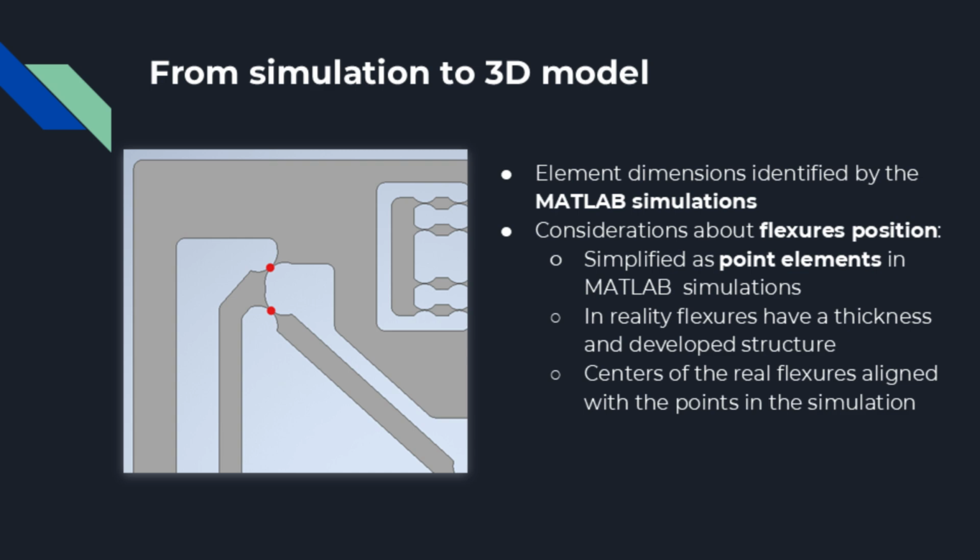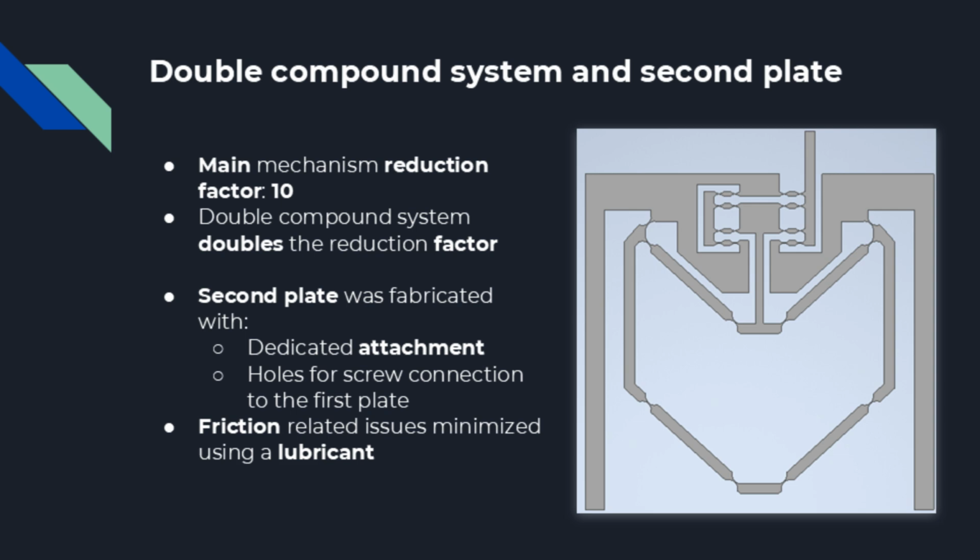To reconcile this difference, the centers of the actual flexures were carefully aligned with the corresponding points used in the MATLAB model. This approach ensured that, despite the physical size and shape of the flexures, the real mechanism behaves in a manner consistent with the simulation. The primary mechanism provides a reduction factor of 10. Additionally, a double compound system was added at the output, in order to direct the motion along a single desired direction, and doubling the reduction factor, achieving an overall reduction ratio of 20.